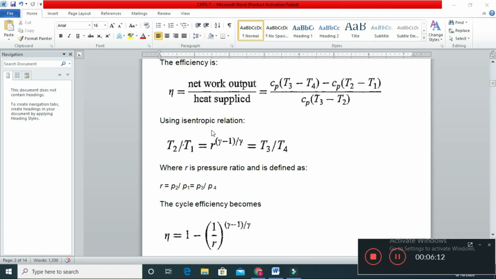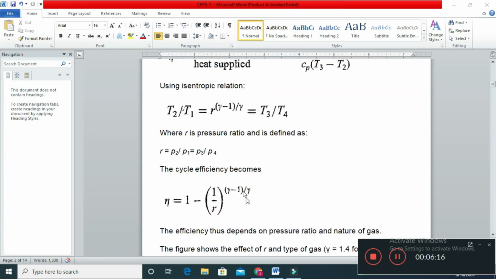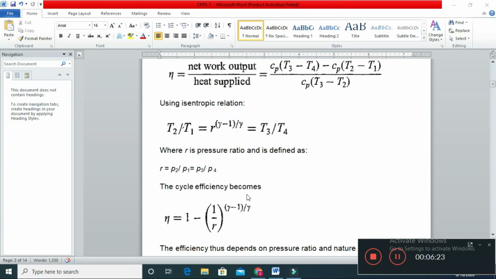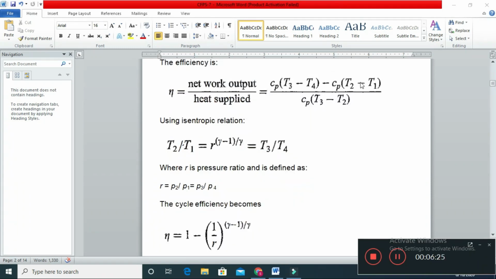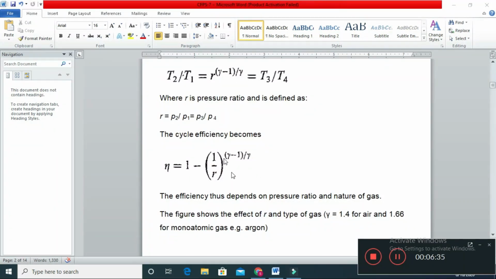Using these two formulas, we can write efficiency in terms of pressure ratio, and gamma is ratio of specific heat. So here we take common T4, and from here we take common T1, and then after simplification we can get this formula of efficiency.